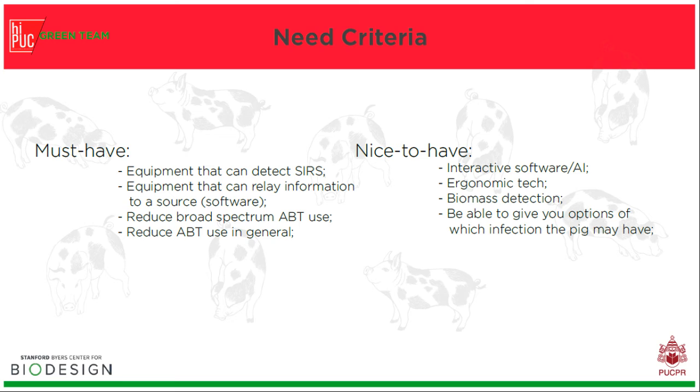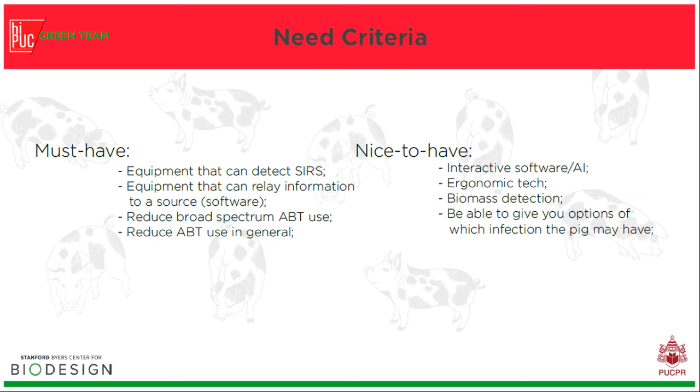So what is our need criteria? We have our must-haves. The first is equipment that will be able to detect the symptoms of SIRS. The second is equipment that can relate this information back to a source that we have planned as maybe some type of software. It needs to reduce broad-spectrum antibiotic use as well as antibiotic use in general. So we want to be able to target specific pathogens when we use antibiotics, when we need to use them.